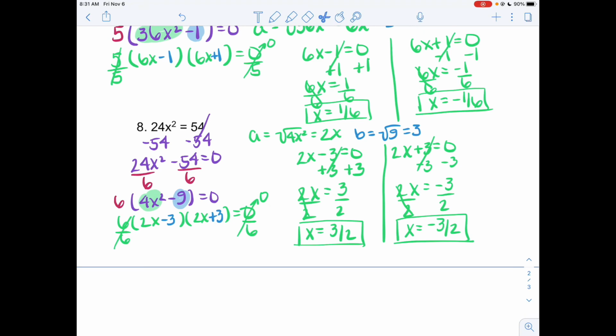Now I can take each of my pieces and set them equal to 0. The first parentheses, 2x minus 3. The second parentheses, 2x plus 3. I'm going to add 3 to both sides and divide by 2 to get x is equal to 3 over 2. On the right, I'm going to subtract 3 from both sides and divide by 2 to get x is equal to negative 3 over 2.